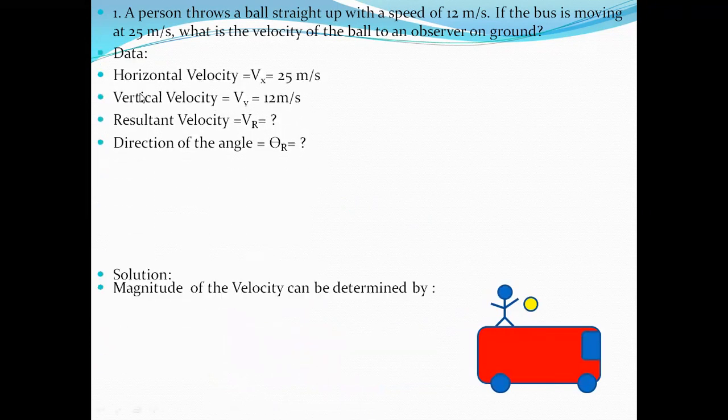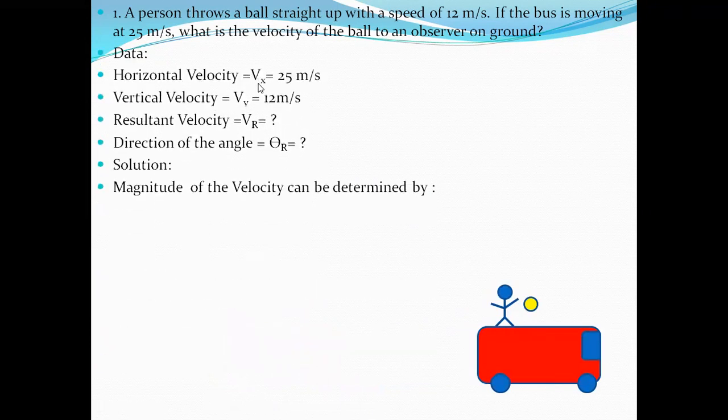Now, the horizontal velocity Vx is equal to 25 meter per second. The vertical velocity is Vy, which is equal to 12 meter per second. The resultant velocity, which is Vr, we have to find out. The direction of the angle by which the ball was thrown, theta r, we have to also find that.